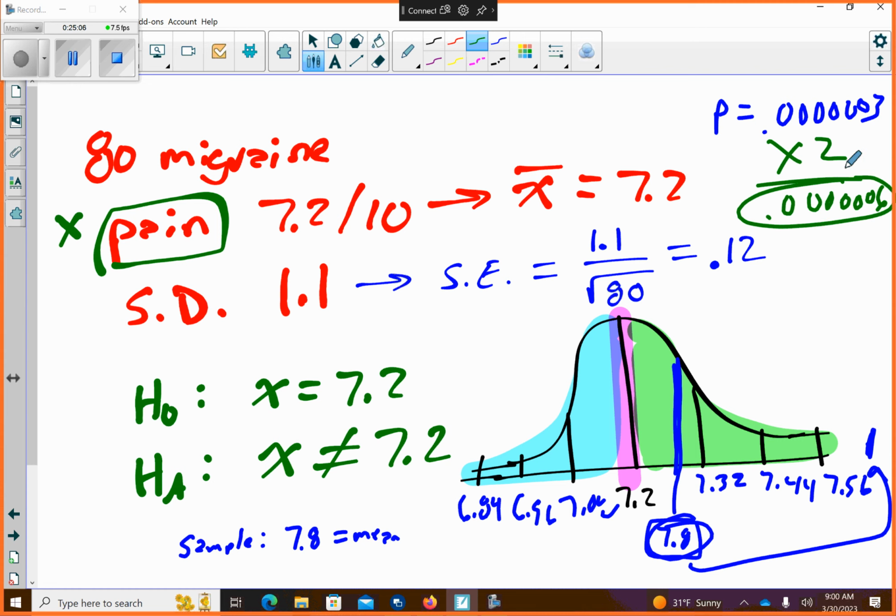The reason I had to double it is we did it as a two-tailed test. The likelihood of the way far to the right and the way far to the left is equally probable. So we have to double it. The areas are the same.